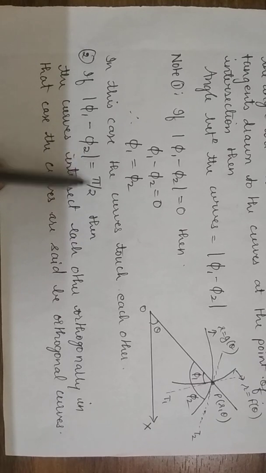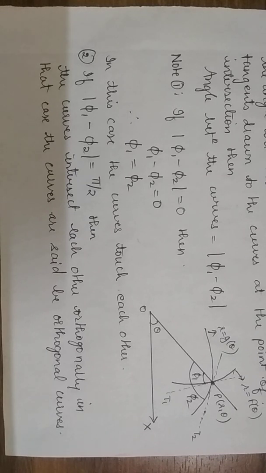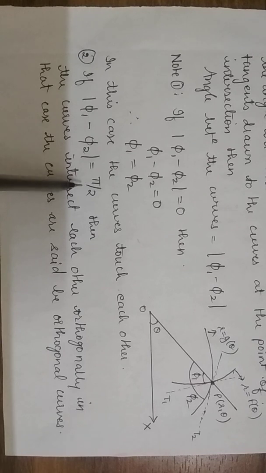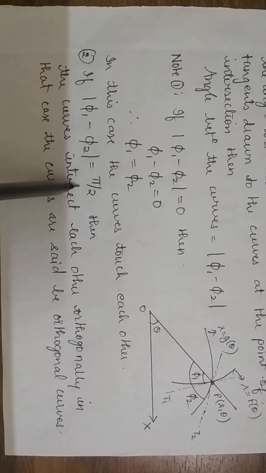If mod of phi 1 minus phi 2 comes to pi by 2, then the curves intersect each other orthogonally. In that case, the curves are said to be orthogonal curves. When they intersect each other perpendicularly, we say that the two curves are orthogonal to each other. Now if they ask you in the problem to show that the two curves intersect each other orthogonally, you have to find phi 1 and phi 2. If the difference between these two comes to 90 degrees, then we say that the two curves intersect each other orthogonally.